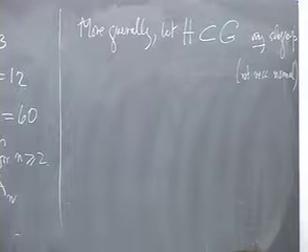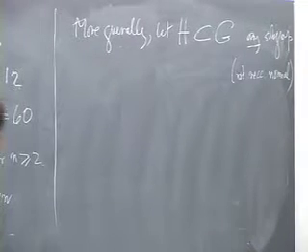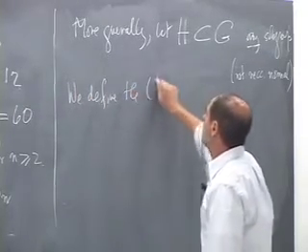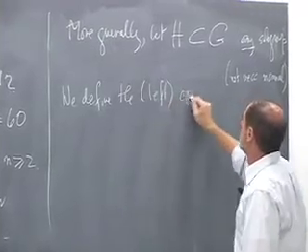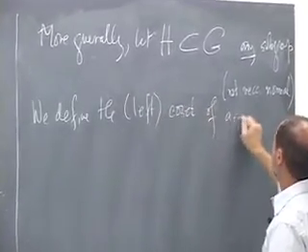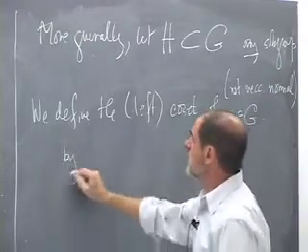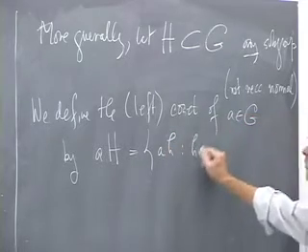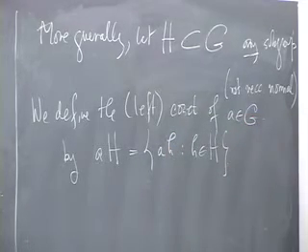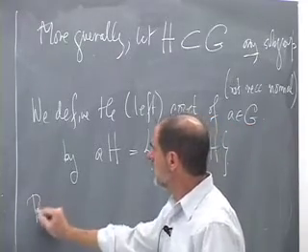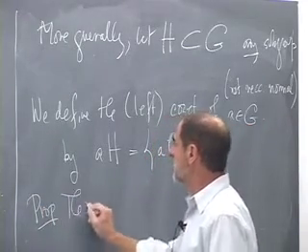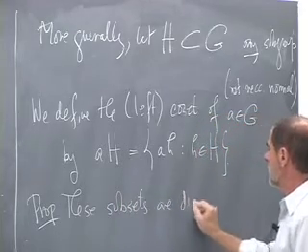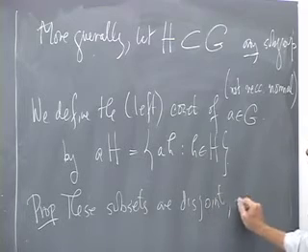Then I claim we define the left coset of A in G by the same definition. AH is all things of the form A times H, for H in H. Then proposition, these subsets are disjoint and partition G.